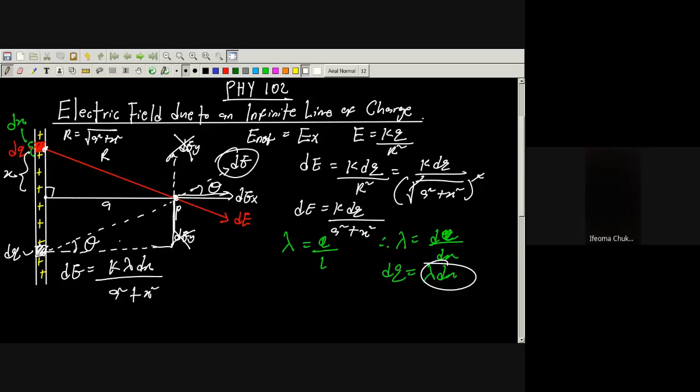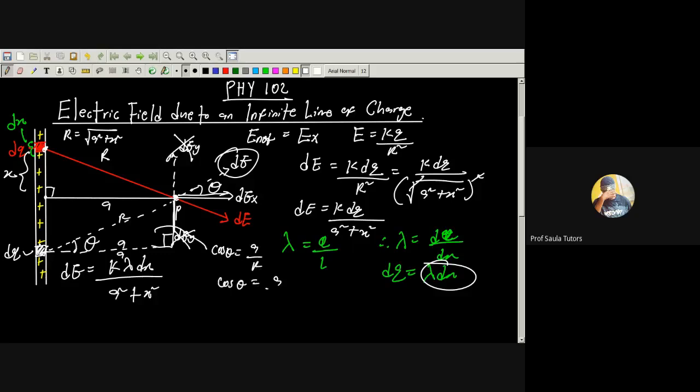Now, you see from this triangle, A is here, this is also the same thing as A, and I have my R here. What's cos theta from this triangle? Cos theta is equal to adjacent over hypotenuse. My adjacent is A, my hypotenuse is R. And so my cos theta is equal to A over, what's my R? My R is square root of A squared plus x squared. So keep this one somewhere.